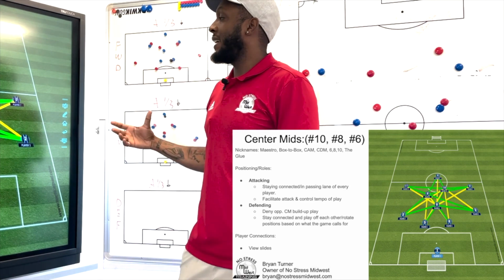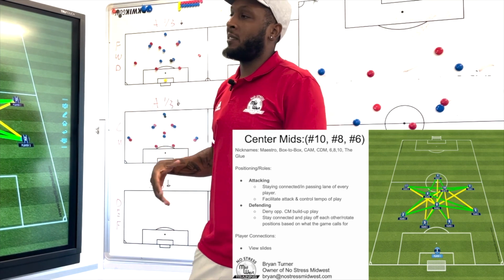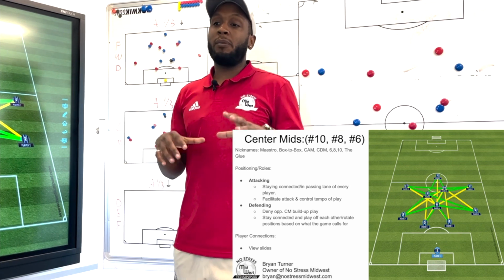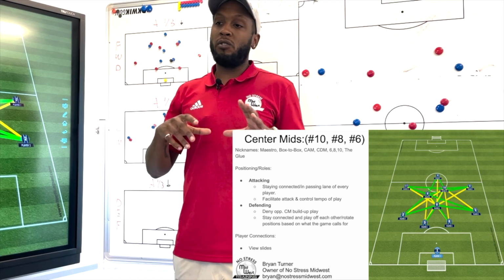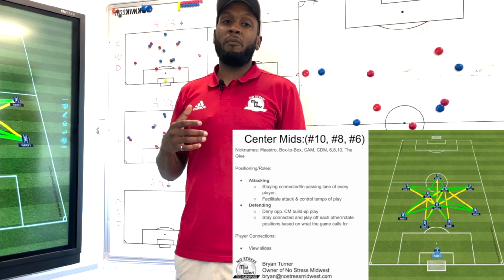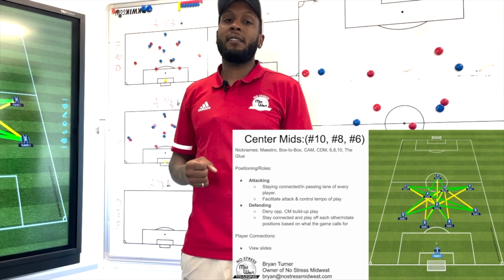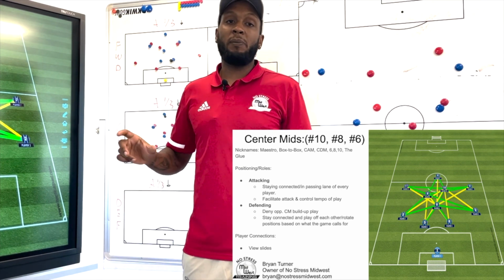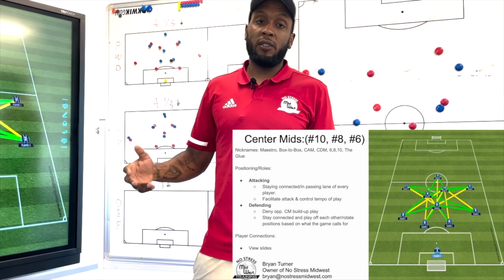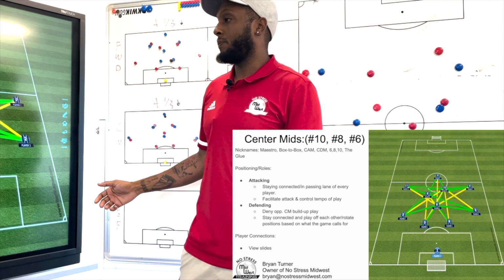So in the attacking phase of the game, what we're keeping in mind with our center mids is just staying connected and in every passing lane. What I would tell my players is that with our center mids, you should be one pass away from always receiving the ball. Whether you have a 6 that can drop back deep in between the center backs, whether it's finding those open spaces, anytime someone on our team has the ball, one of our 3 center mids should be able to receive that ball from that pass.